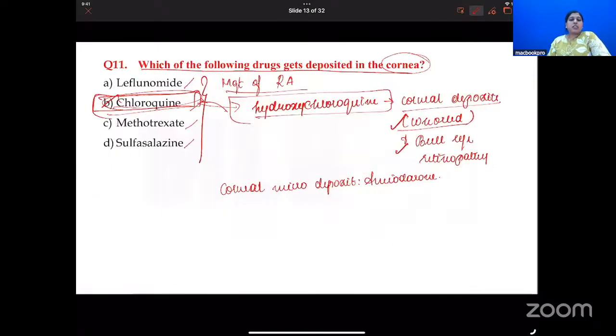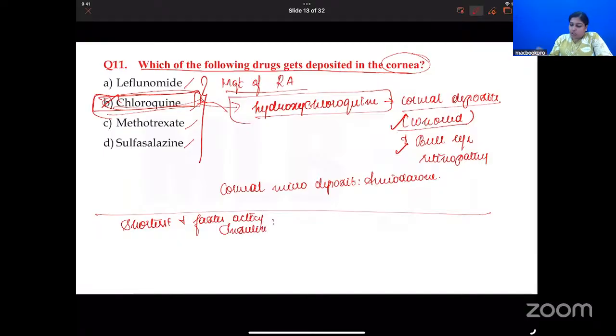What is the shortest and fastest acting insulin? Yes, active students, please answer me. It is an inhalational insulin, as you all know, that is Afreeza. That is administered by the inhalation route.